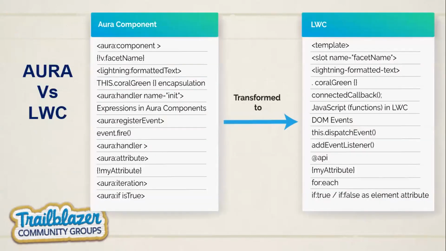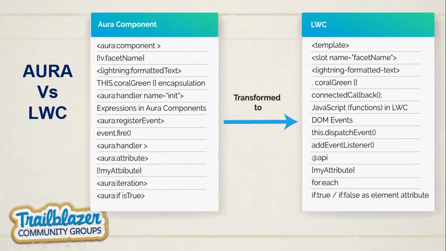So these are some code level changes between Aura and LWC. In Aura, we are using the aura:component tag while creating the component, while in LWC, we are using the template tag during creation. In Aura, we are using a colon in our tag, like lightning:formattedText, while in LWC, we are using lightning-formatted-text. And in order to fire an event in Aura, we call event.fire, but in LWC, we call this.dispatchEvent.